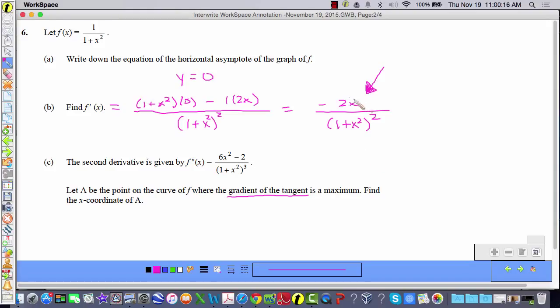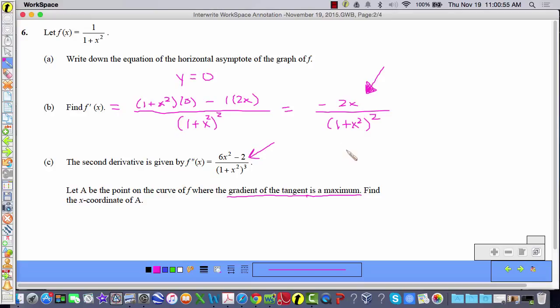Okay? Well, I already have the derivative of this. They give it to me. It's right here. And it happens to be the second derivative because this is the first derivative. But the second derivative is the derivative of the first derivative. Hence, I can use it to find where the gradient of the tangent is a maximum. Remember, I've always said a derivative gives you the slope, the gradient of the tangent to the curve, right? Well, they're asking, when is the slope of the tangent to the curve at a maximum? Or when is the derivative at a maximum?